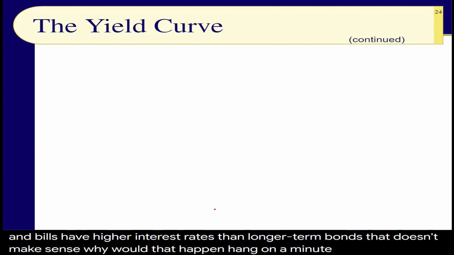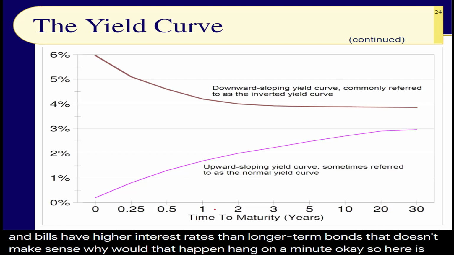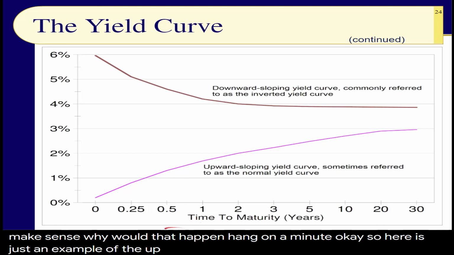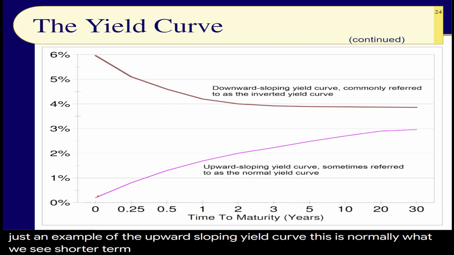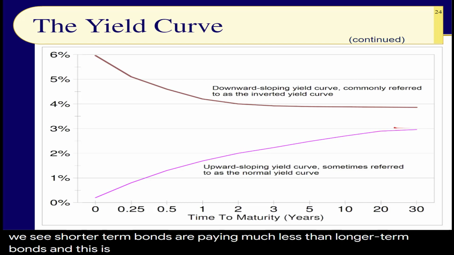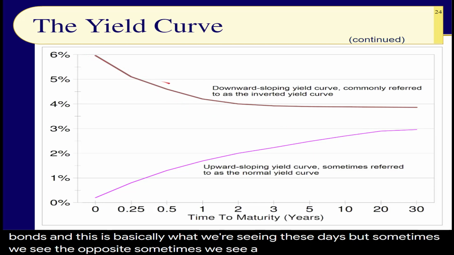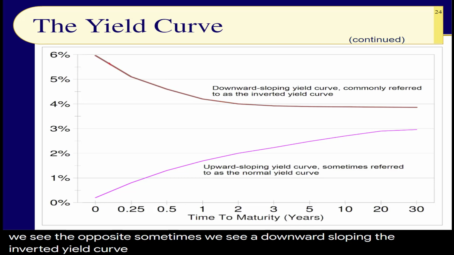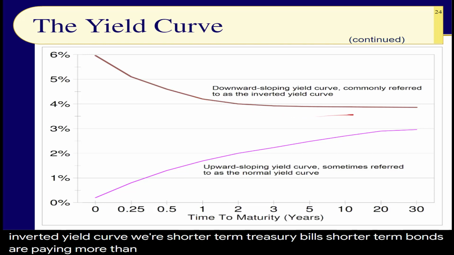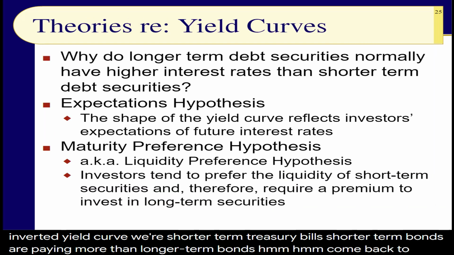Hang on a minute. Okay, so here is just an example of the upward sloping yield curve. This is normally what we see. Shorter-term bonds are paying much less than longer-term bonds. And this is basically what we're seeing these days. But sometimes we see the opposite. Sometimes we see a downward sloping, the inverted yield curve, where shorter-term treasury bills, shorter-term bonds are paying more than longer-term bonds. We'll come back to that in a bit here.